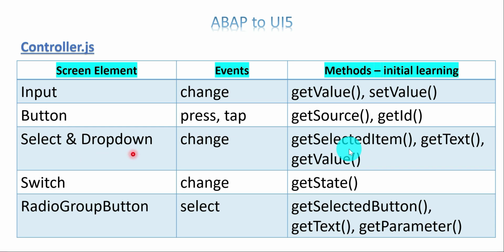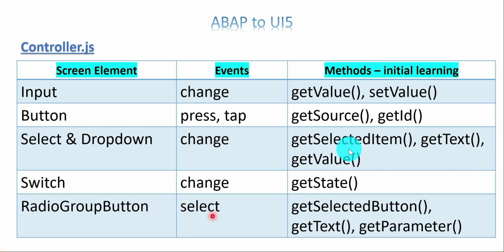For a select and drop down, for both, I'm going to use get selected item. Whatever item is selected, I want to get that one. For that, I'm going to use a method called get selected item, with the capital I, and then get text, get value. For a switch, instead of get value, you want to use get state. Get value gets the value of the input, while get state gives the state of it, whether it is on or off, that we are going to receive from this method.